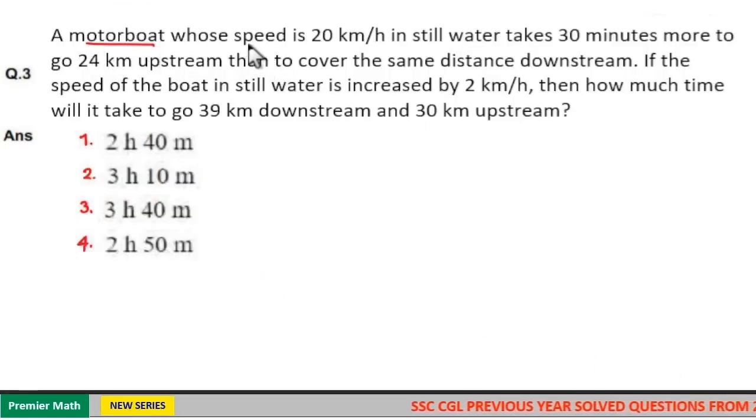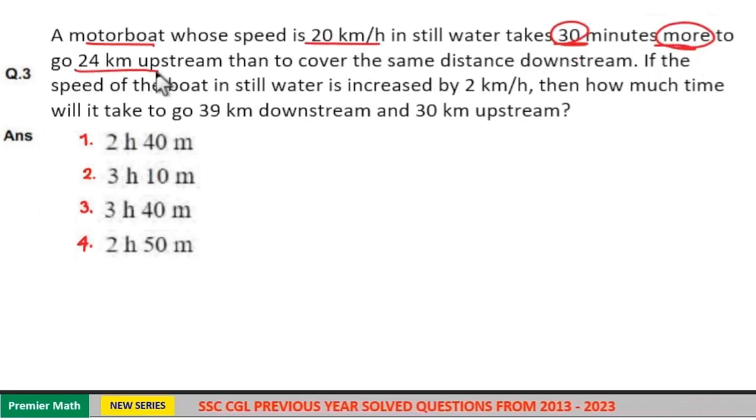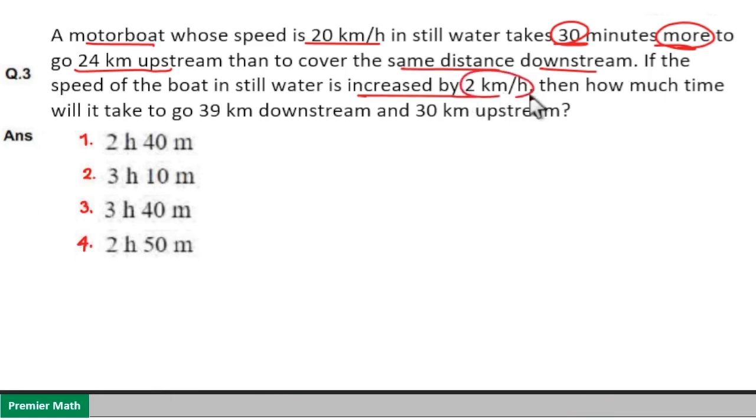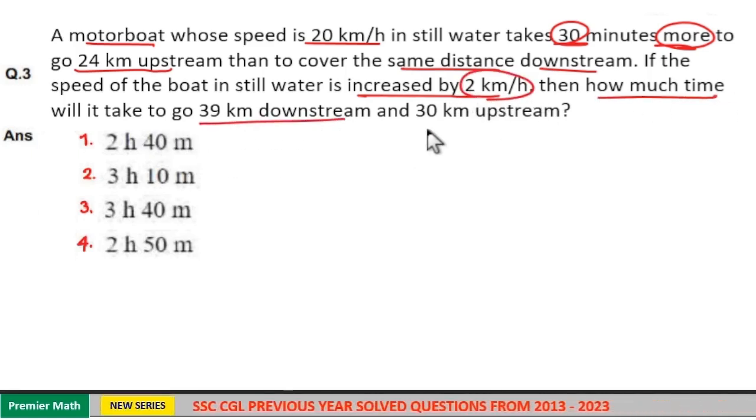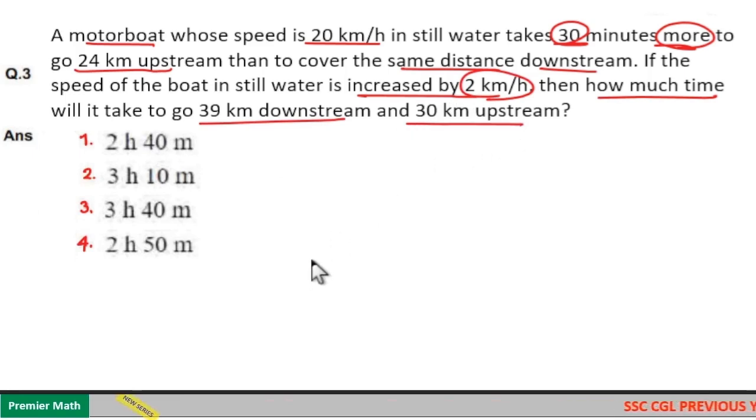A motorboat whose speed is 20 km per hour in still water takes 30 minutes more to go 24 km upstream than to cover the same distance downstream. If the speed of the boat in still water is increased by 2 km per hour, then how much time will it take to go 39 km downstream and 30 km upstream?